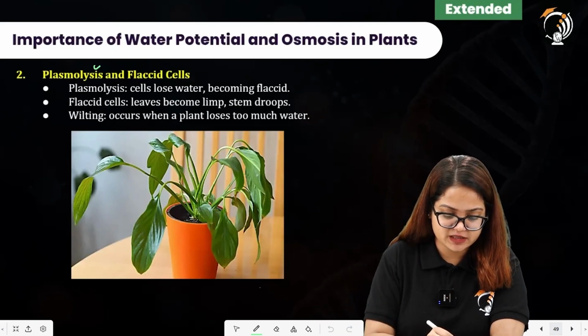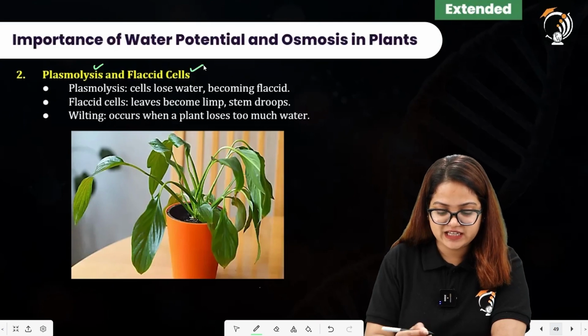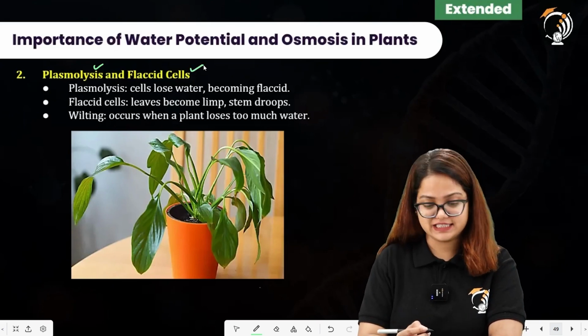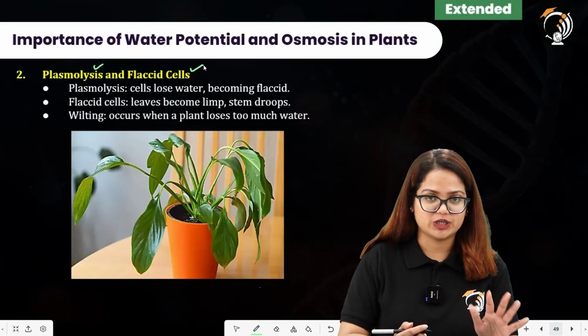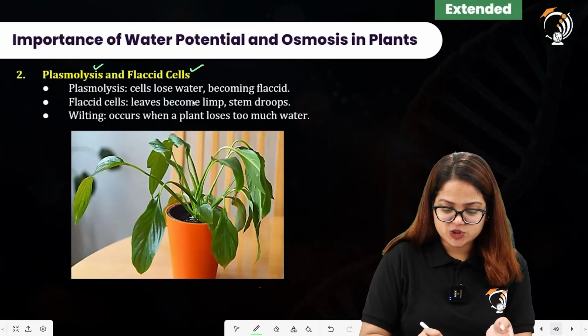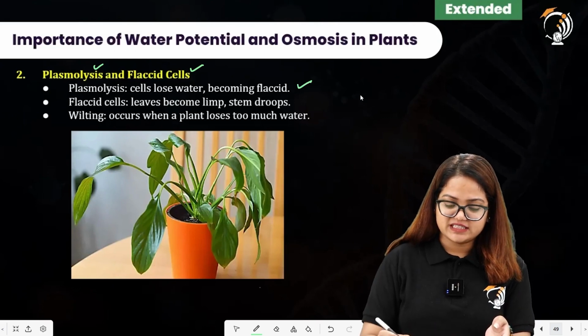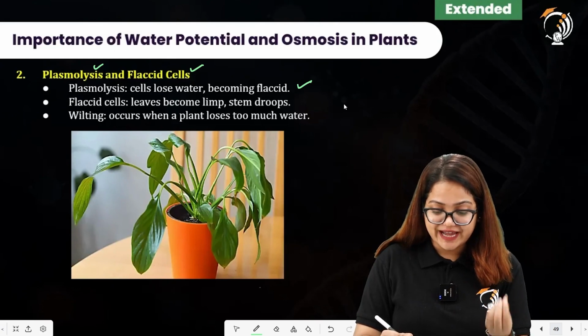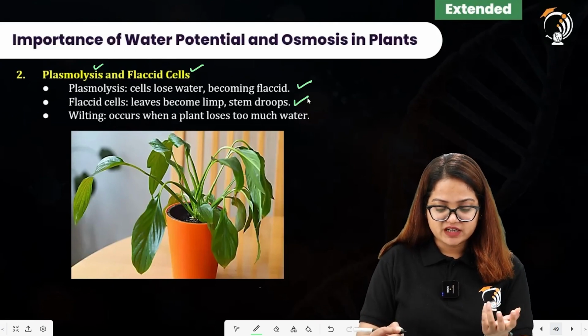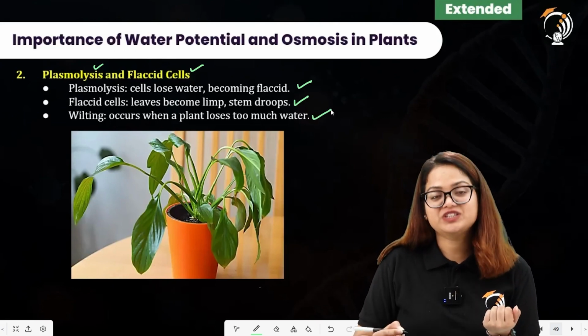So there is plasmolysis, and there is also the occurrence of flaccid cells, and by flaccid cells we also mean that the cell has lost water molecules. The plasmolysed cells lose water, becoming flaccid. Flaccid cells, the leaves become limp, the stem droops, they become dry. All right. Wilting occurs when a plant loses too much water.